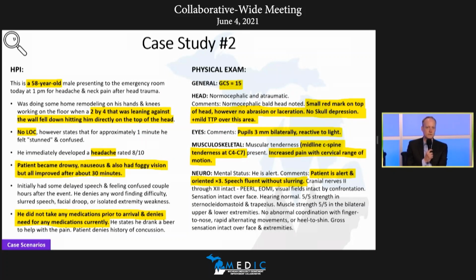A few aspects of symptoms. No loss of consciousness, presence of a headache. Patient talks about being drowsy and nauseated at times, particularly in the first 30 minutes, and then began to improve. Didn't take any kind of medications beforehand, but reports drinking 1 beer beforehand.